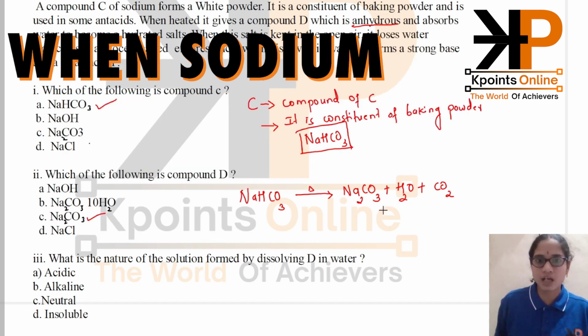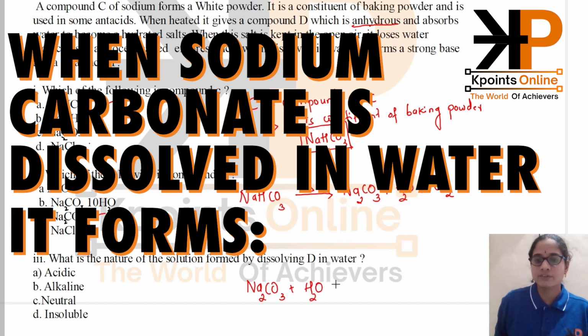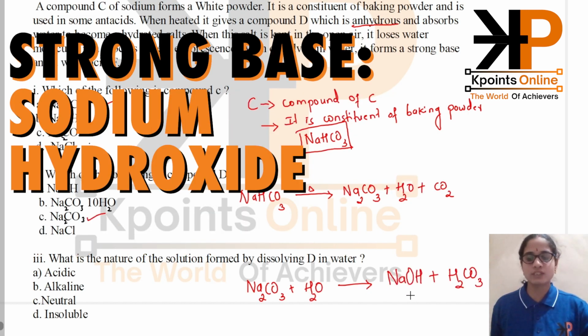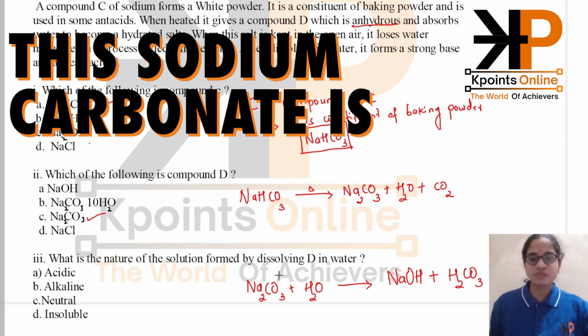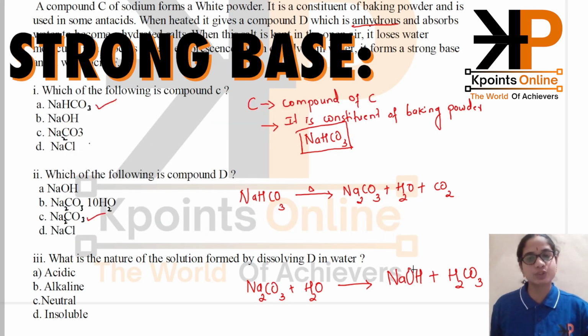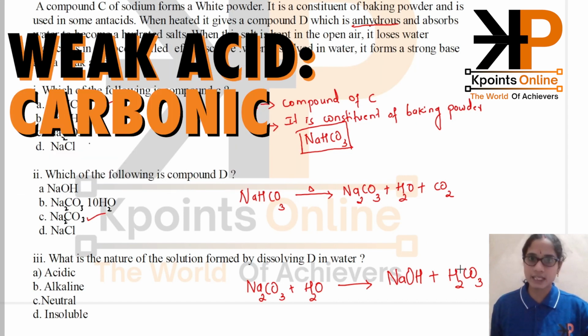When this sodium carbonate, that is D, is dissolved in water, it forms strong base sodium hydroxide and weak acid carbonic acid. This sodium carbonate is formed by neutralization of strong base sodium hydroxide and weak acid carbonic acid.